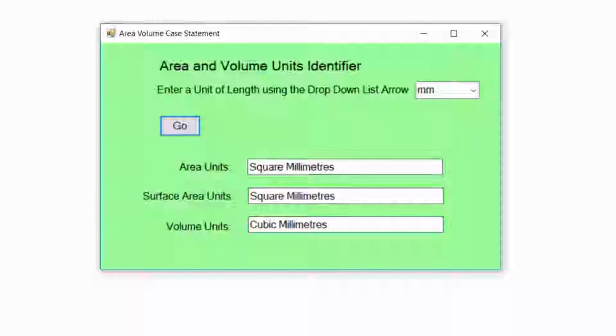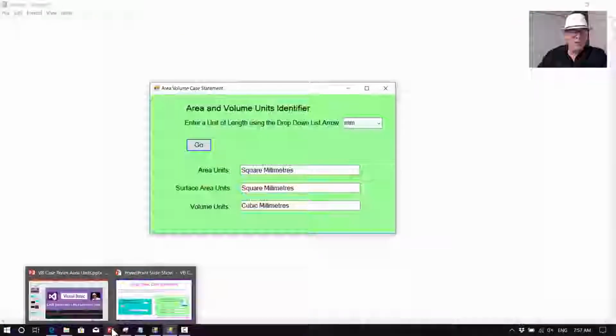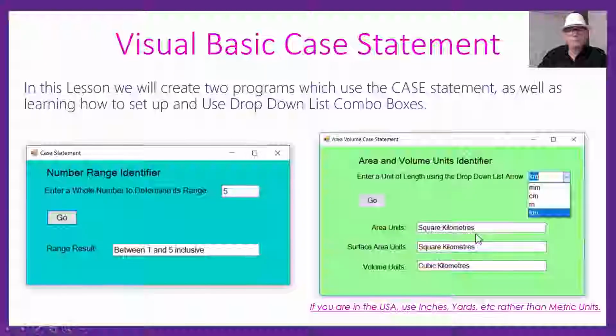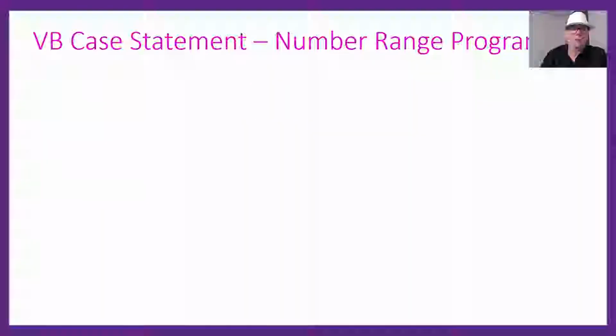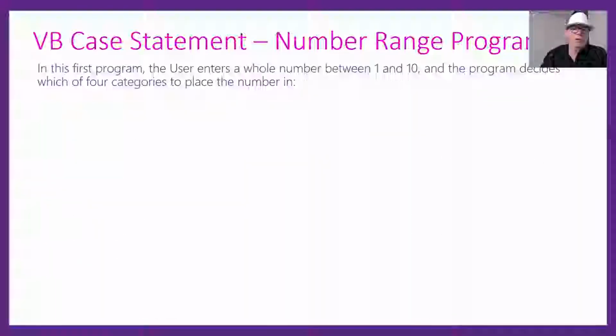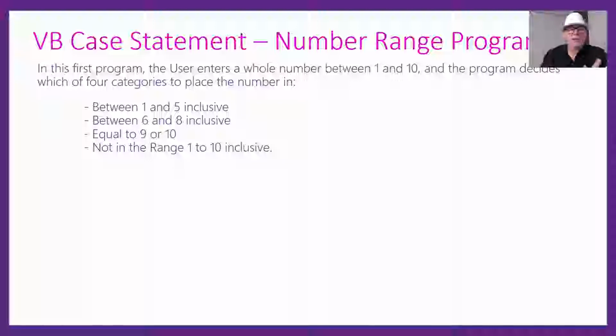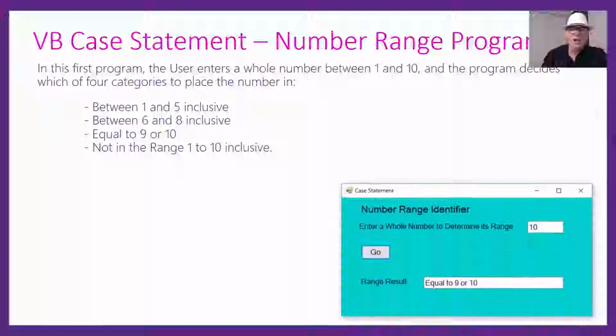So let's get started with how we can develop these two different programs. So we're going to use the case statement and you're going to learn how to use the combo box. Okay, so the number range program, as we saw in that example, I enter a number between 1 and 10. It's going to nominate a certain range therein. So the ranges we've chosen are between 1 and 5 inclusive, 6 and 8 inclusive, 9 or 10, or it could be otherwise not in that range. If they don't do a number from 1 to 10, it's just going to report that it's outside the range.